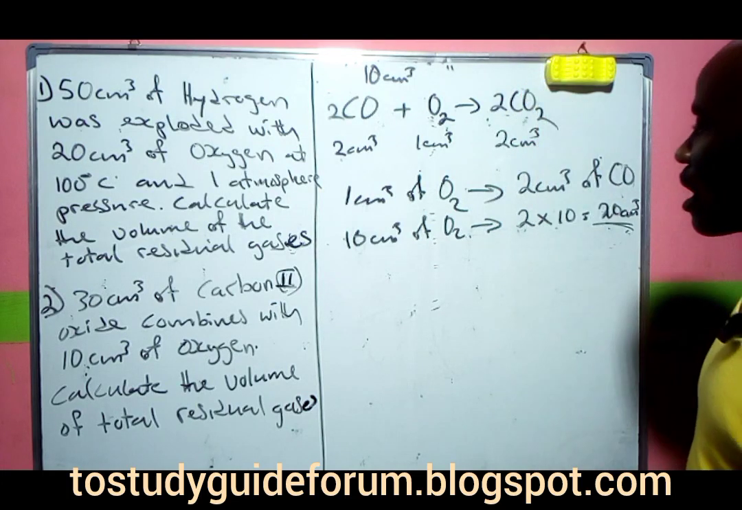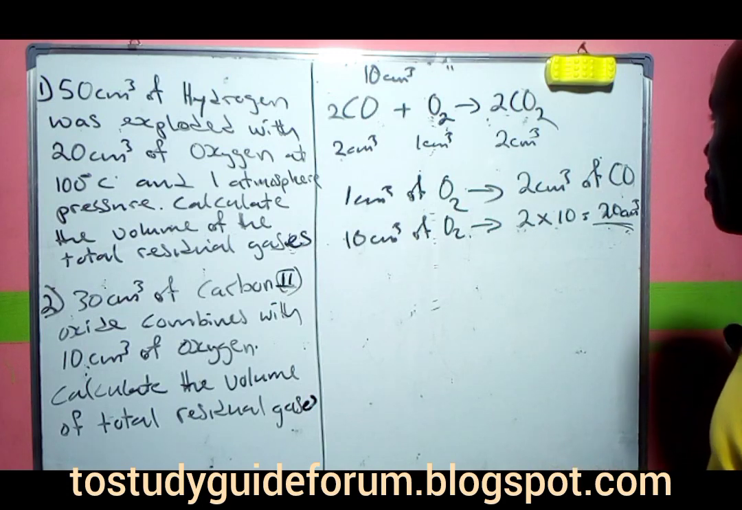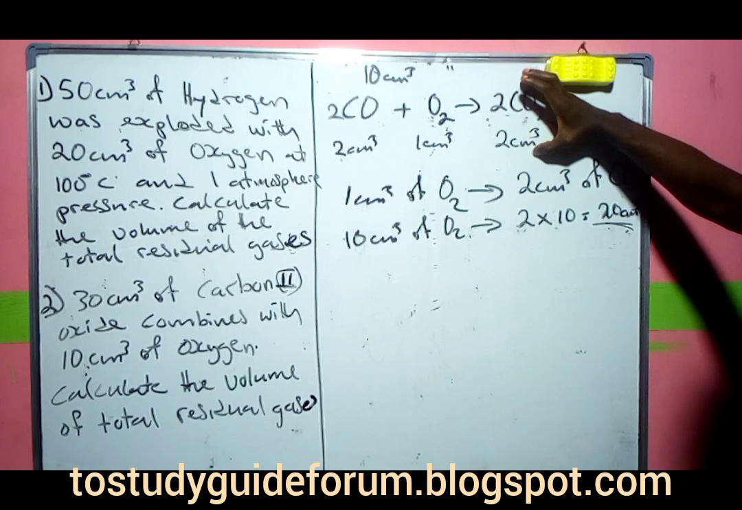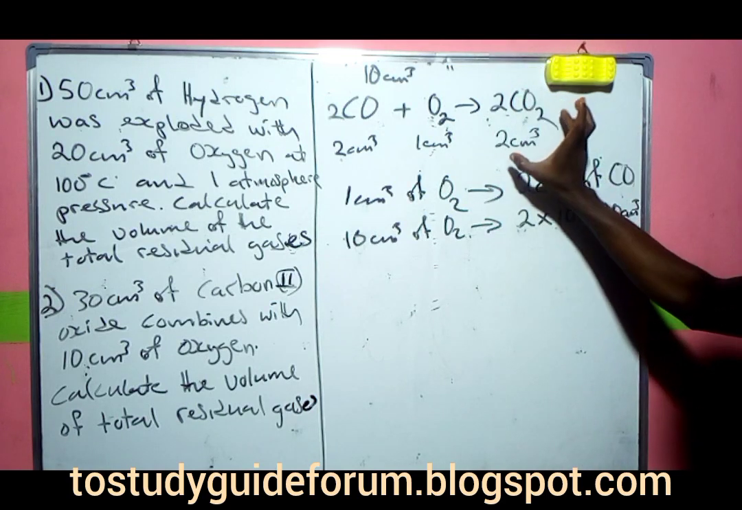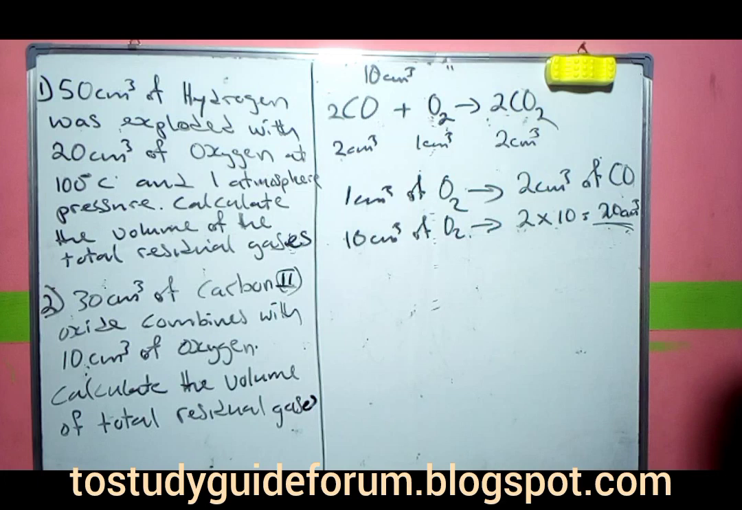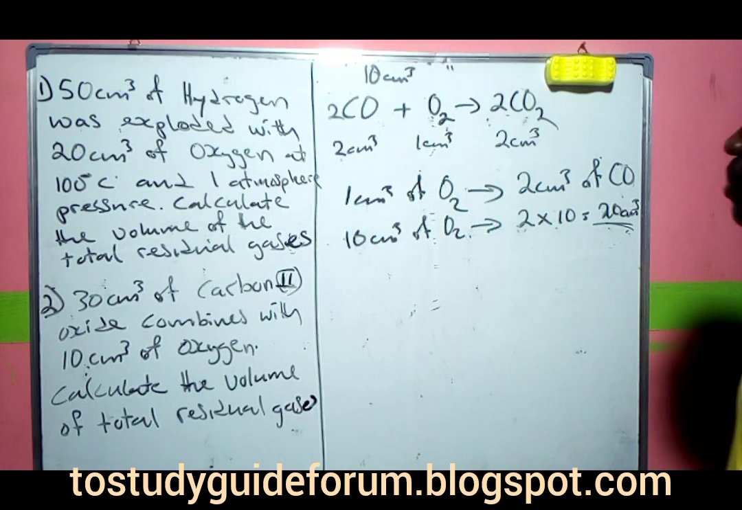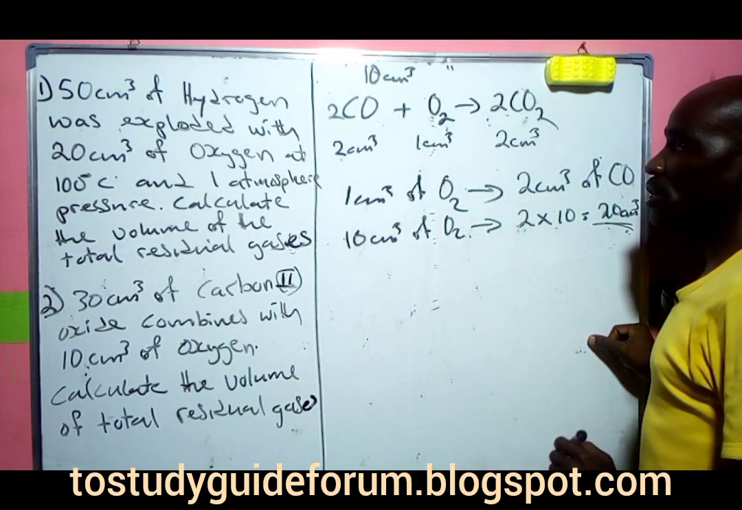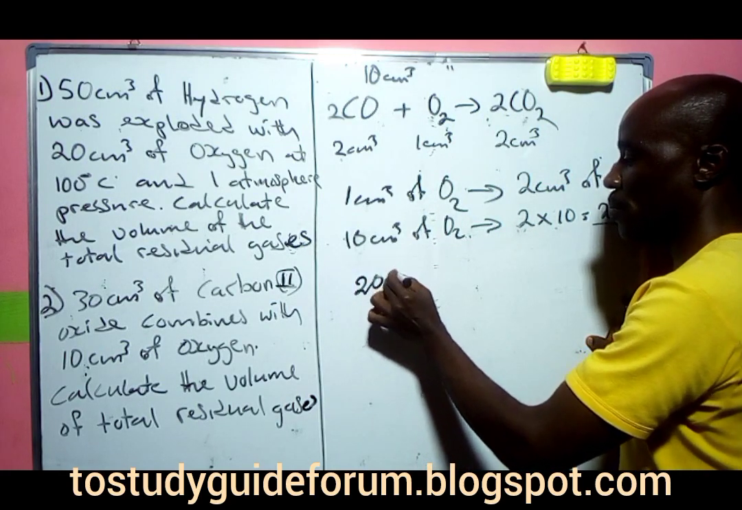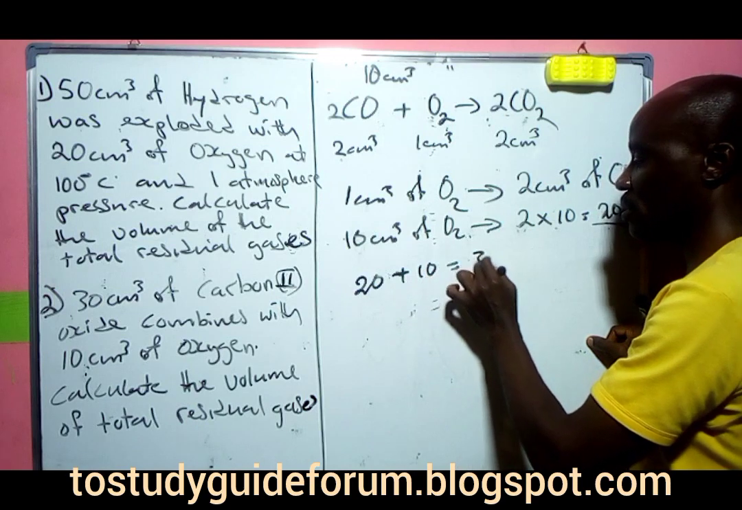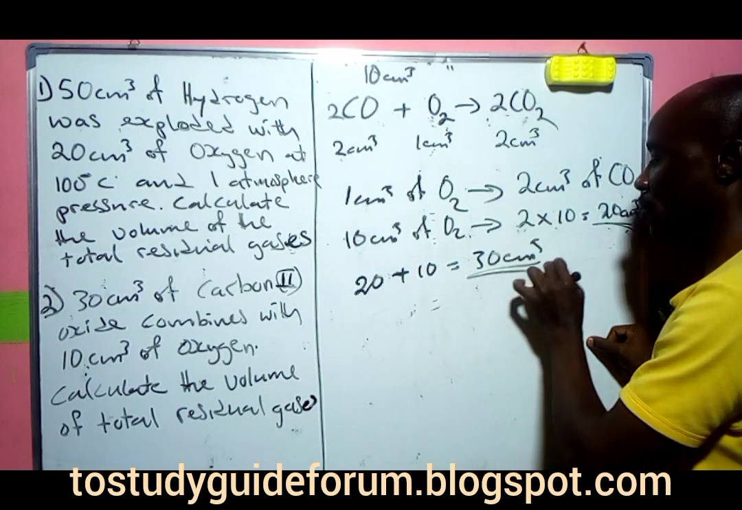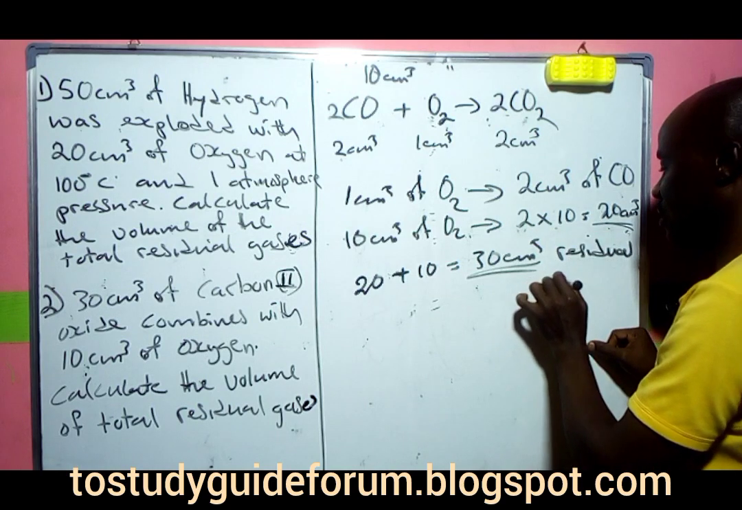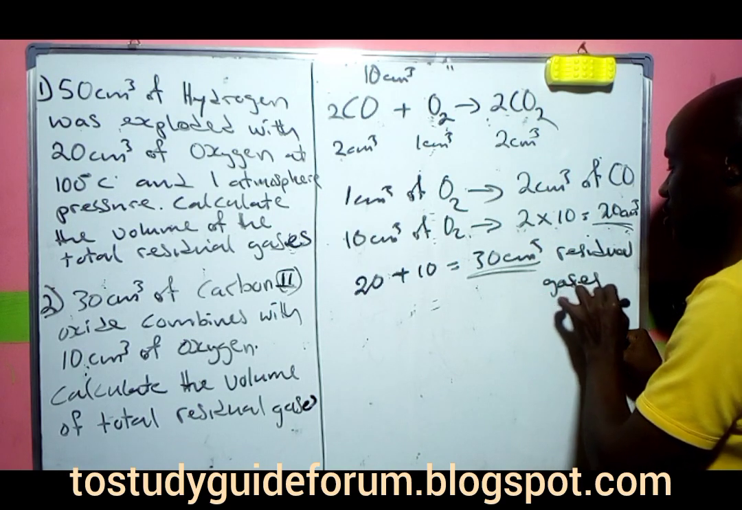Now, from the chemical reaction, the carbon 4 that will be produced at the end of the reaction will be 20 cm cube of carbon 4. This 20 cm cube of carbon 4 produced from this reaction, plus 10 cm cube, will give us 30 cm cube of what? Residual gases. So that happens to be the answer to this question.